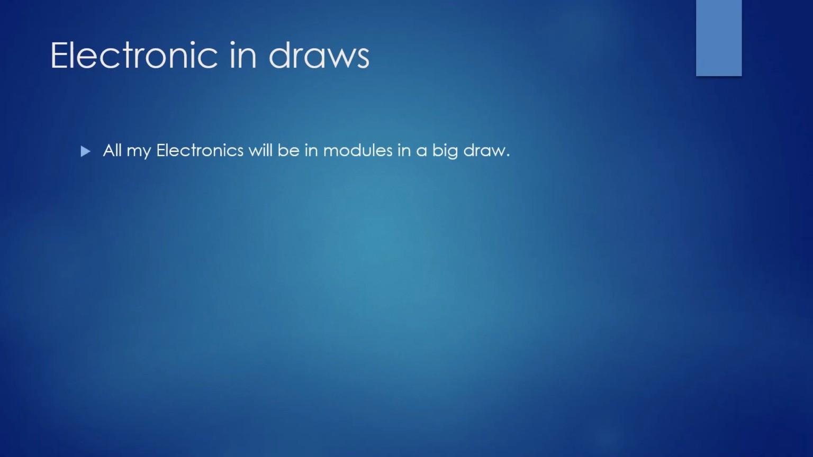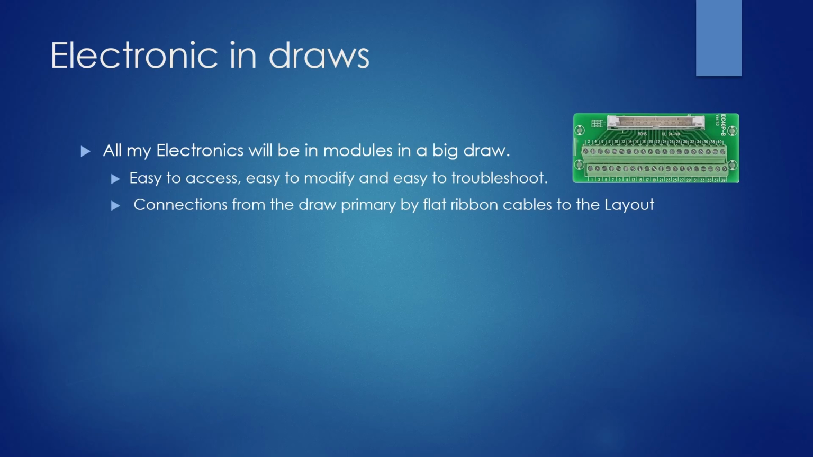I made a big drawer where all the electronics can be installed in detachable modules. Made it easy to access, modify and troubleshoot if necessary. The cable connections from the drawer to the layout will be done by 40-pin flat ribbon cables. I'm going to connect the products as follows.